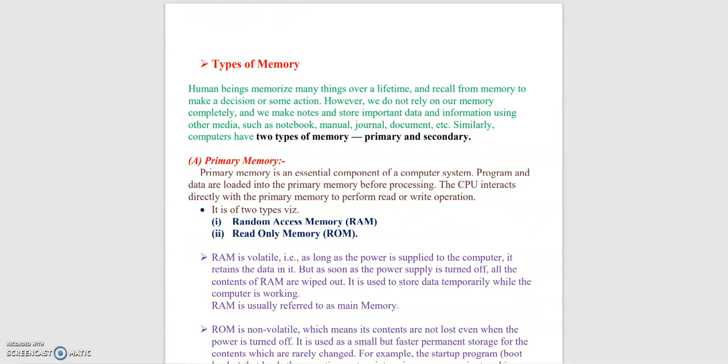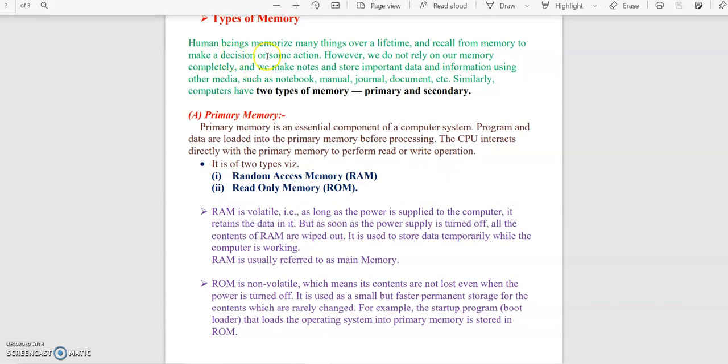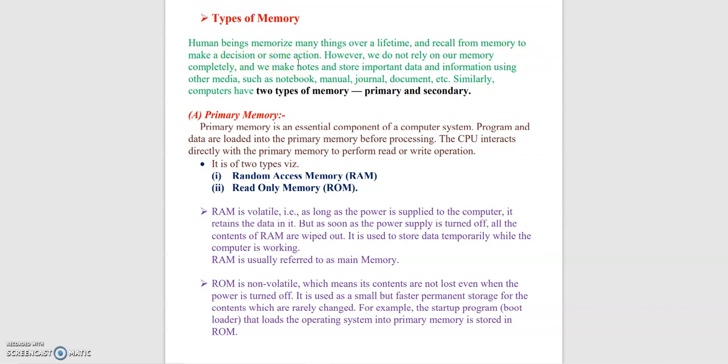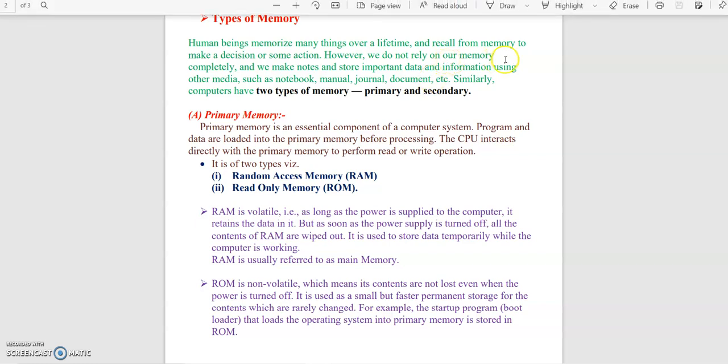Now let's look at the types of memory we have. Human beings memorize many things over a lifetime and recall from memory to make a decision or some action. Yes, it's obvious. You know, we have a good memory. A human brain is very strong. We save a lot of things. We save a lot of incidents. We memorize songs, poems, our work, our notes, and whenever needed, we try to recall them. However, we do not rely on our memory completely, and we make notes and store important data and information using other media such as a notebook, manual, journal, document, etc.